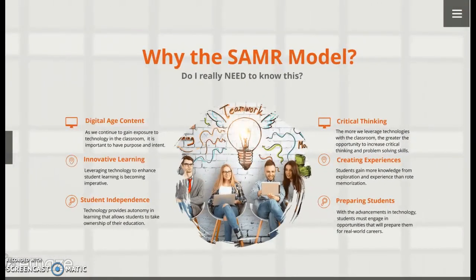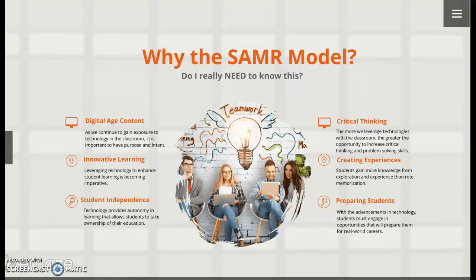So what we're all thinking and asking is, why the SAMR model? Do I really need to know this information? So when we're considering planning for technology instruction in the classroom, it's important to use the SAMR model for many different reasons. So first, we're actually gaining exposure to a lot of technology being brought into our classrooms between Chromebooks and iPads, and then we're looking at interactive flat panels. So with this exposure, it's really important to have purpose and intent with how we're using this in order to engage our students in their learning and prepare them for the real world.